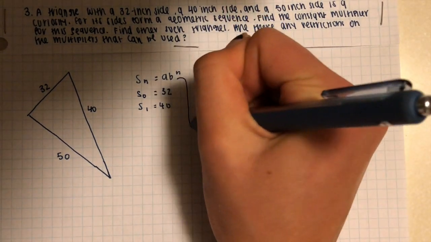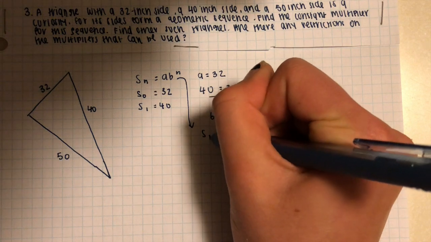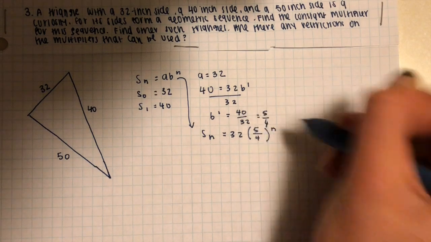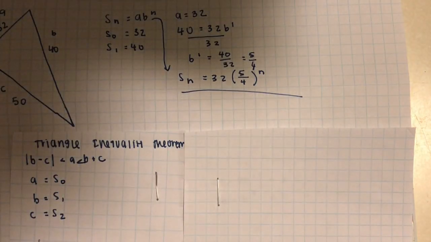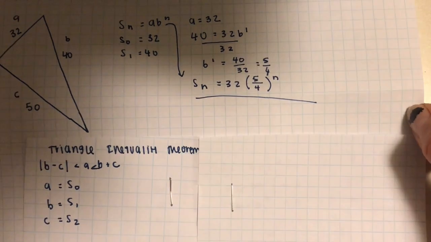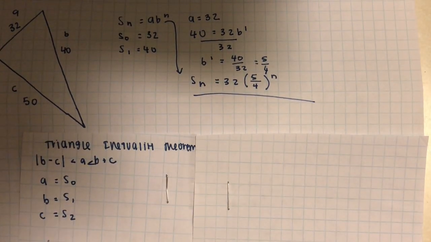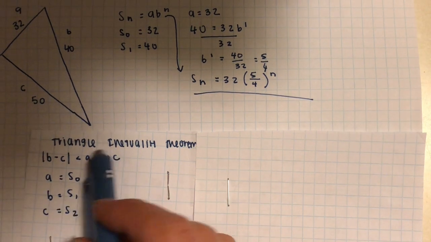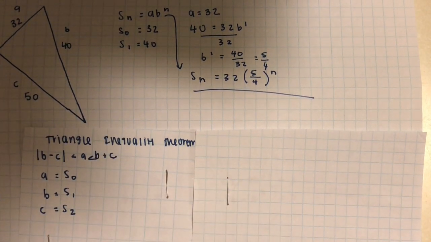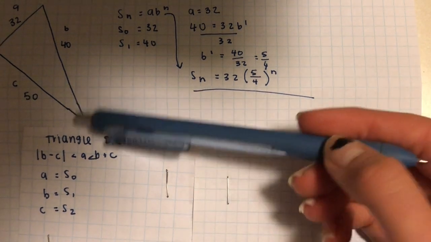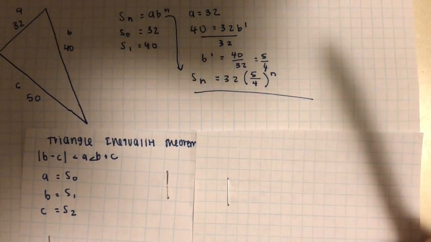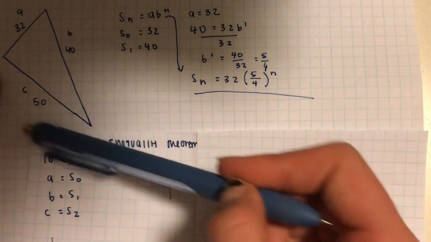Now this means that we can plug this back into our geometric sequence equation, which is s to the n equals 32 times 5/4 to the n. But we're not done there. The next step in the problem is using the triangle inequality theorem, which states that the absolute value of b minus c is less than a, which is less than b plus c, or the difference between the lengths of two sides is smaller than the length of the third side, which is smaller than the sum of the two sides. So what we can establish in our problem is that a is going to be s to the 0, established as 32. b is going to be s to the 1, which is 40, and then c is going to be s to the 2, which we established as 50.